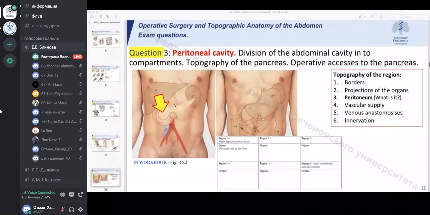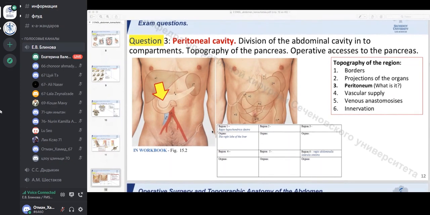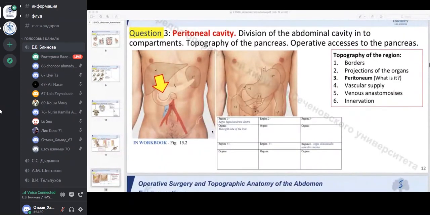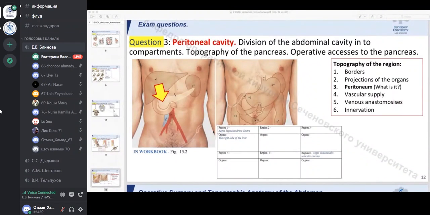The next question. Peritoneal cavity, division of the abdominal cavity into compartments, topography of the pancreas, operative access. The peritoneal cavity is a part of the abdominal cavity which is formed by the parietal peritoneum. Transverse colon and mesocolon divide the abdominal cavity into two compartments, or two parts, or two floors, superior floor and inferior floor.